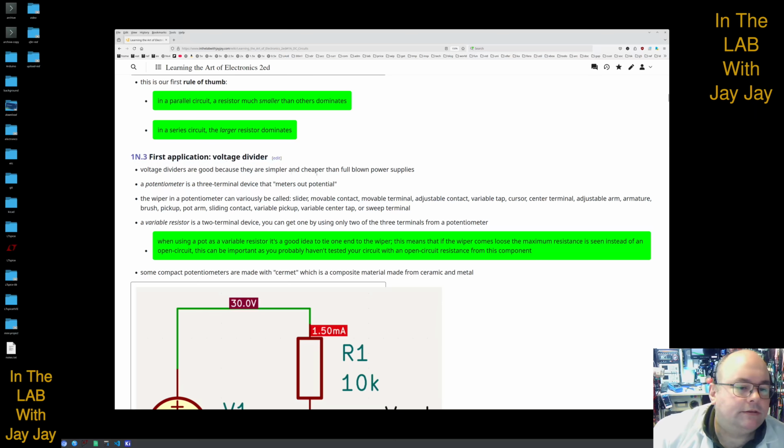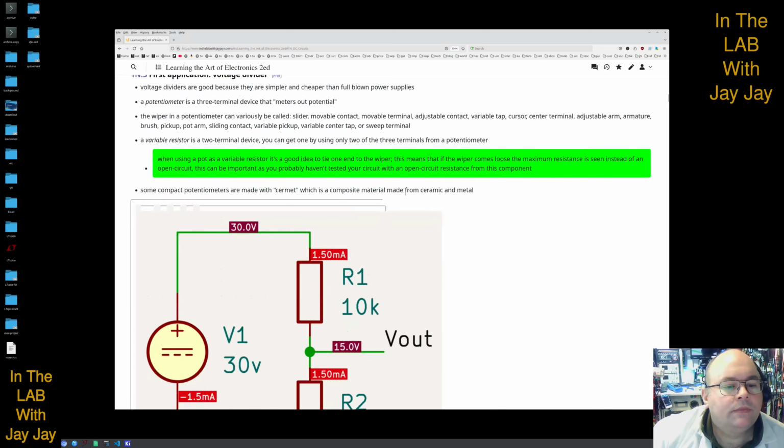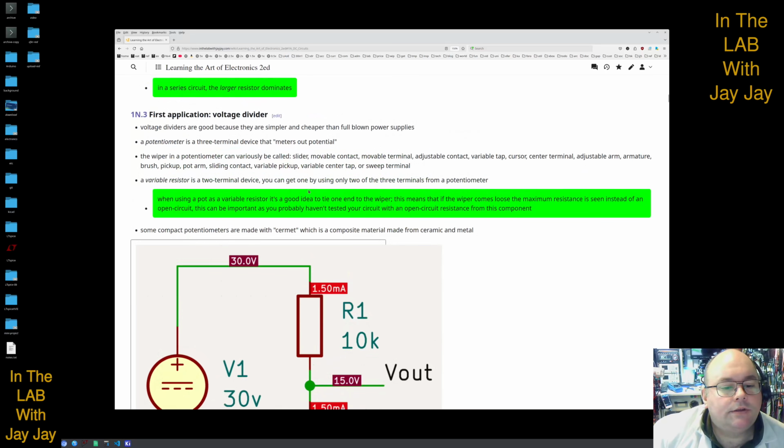So now the first circuit that we made, well, we've done this already, of course, was the voltage divider. And there's a note here just on potentiometers, which are the variable resistors that we use. When using a potentiometer as a variable resistor, it's a good idea to tie one end to the wiper. The wiper is the bit in the middle that connects to either side.